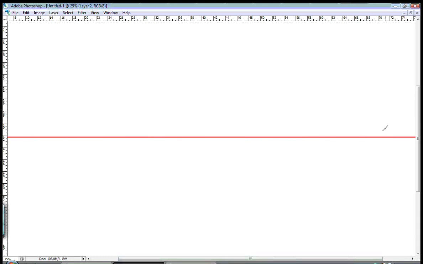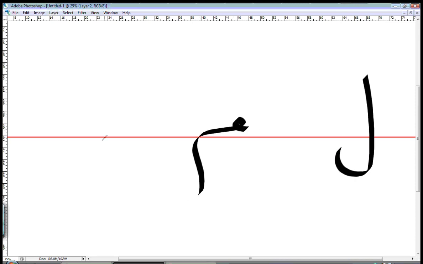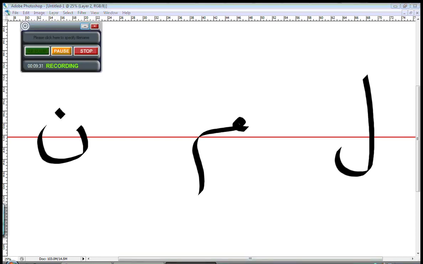So let me recap. Today we learned the Laam, Miim, Nuun. Just a quick note that we are almost done with the alphabet. We have one more lesson to go. So, have a good night.